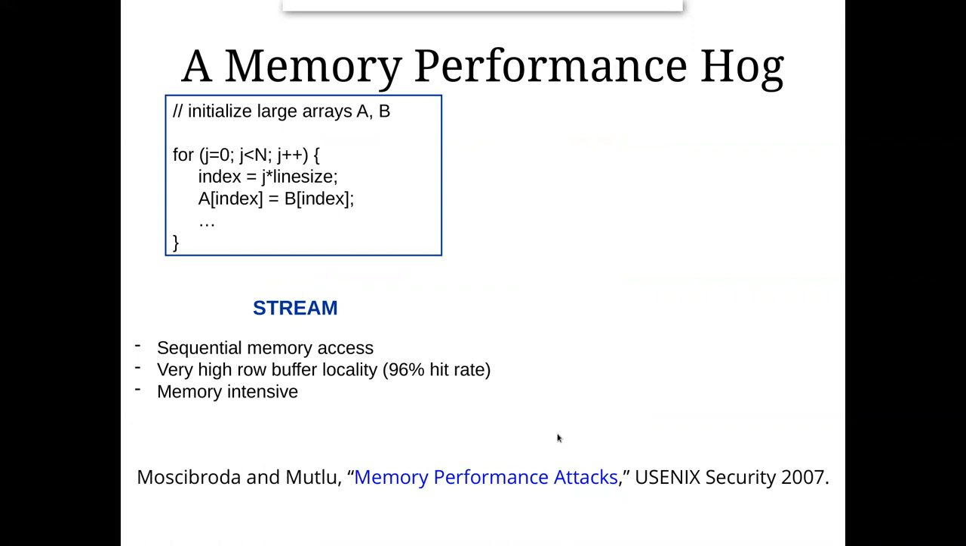So let's look and see what this stream concept means in practice. This is a bunch of sequential accesses where we're doing index and we're just incrementing it by the size of kind of a cache line. And you can see that we're getting very high buffer locality. Why? Well, again, it's because we're accessing just the next bit of data in each row. So that's going to give us really good locality. And this is super memory intensive as well. Like most of the operations here are memory or getting prepared to do a memory operation.